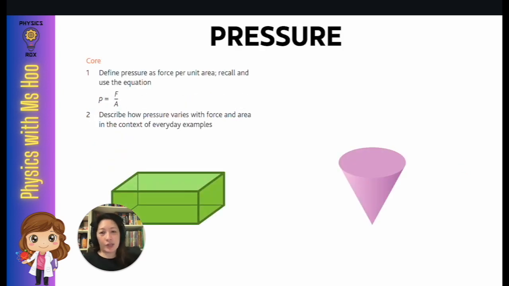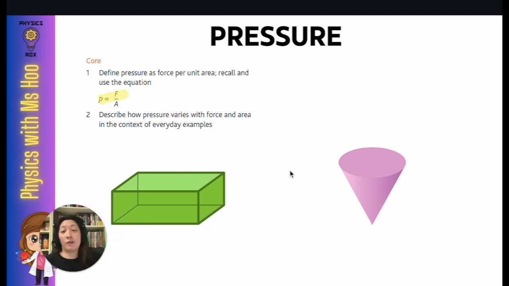And as for pressure, you need to know the formula for pressure, which is force over area, or with the symbol form, P equals F over A. And you need to be aware of how pressure varies with force and area. So for example, if an object like this, the force is the weight of the object, and the area is the area of that surface that's in contact with what it's resting on. So if you place the object on its largest area, it will apply the lowest pressure. Whereas if you stand it on its side with the smallest area, then the pressure would be the highest.